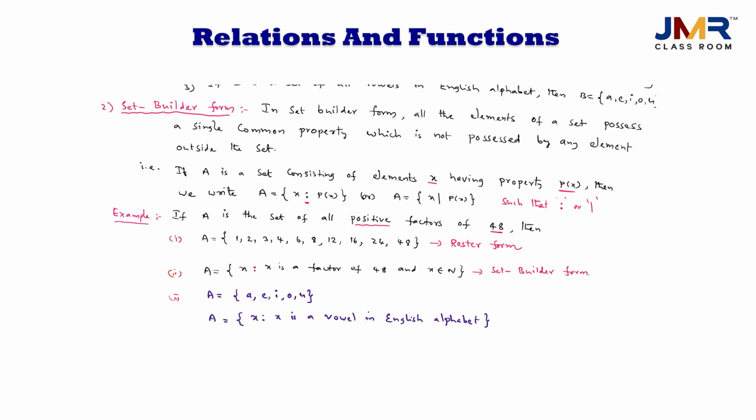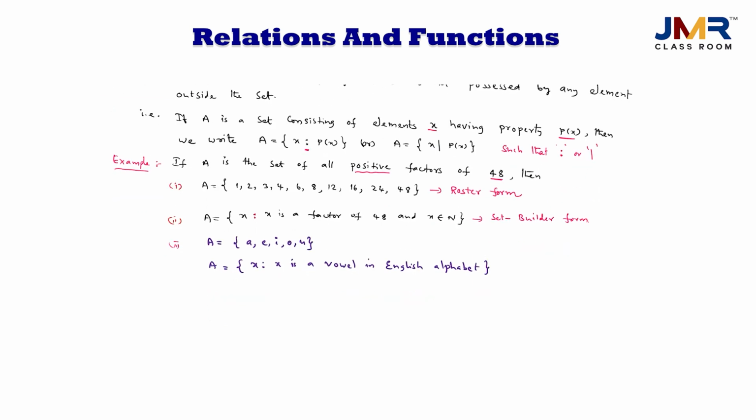Every set we can write in two ways: one is roster form and the other is set builder form. Whatever the example, if we take every example, we can represent it in two ways. For example, one more example: suppose A = {1, 2}. This representation is called tabular form or roster form.